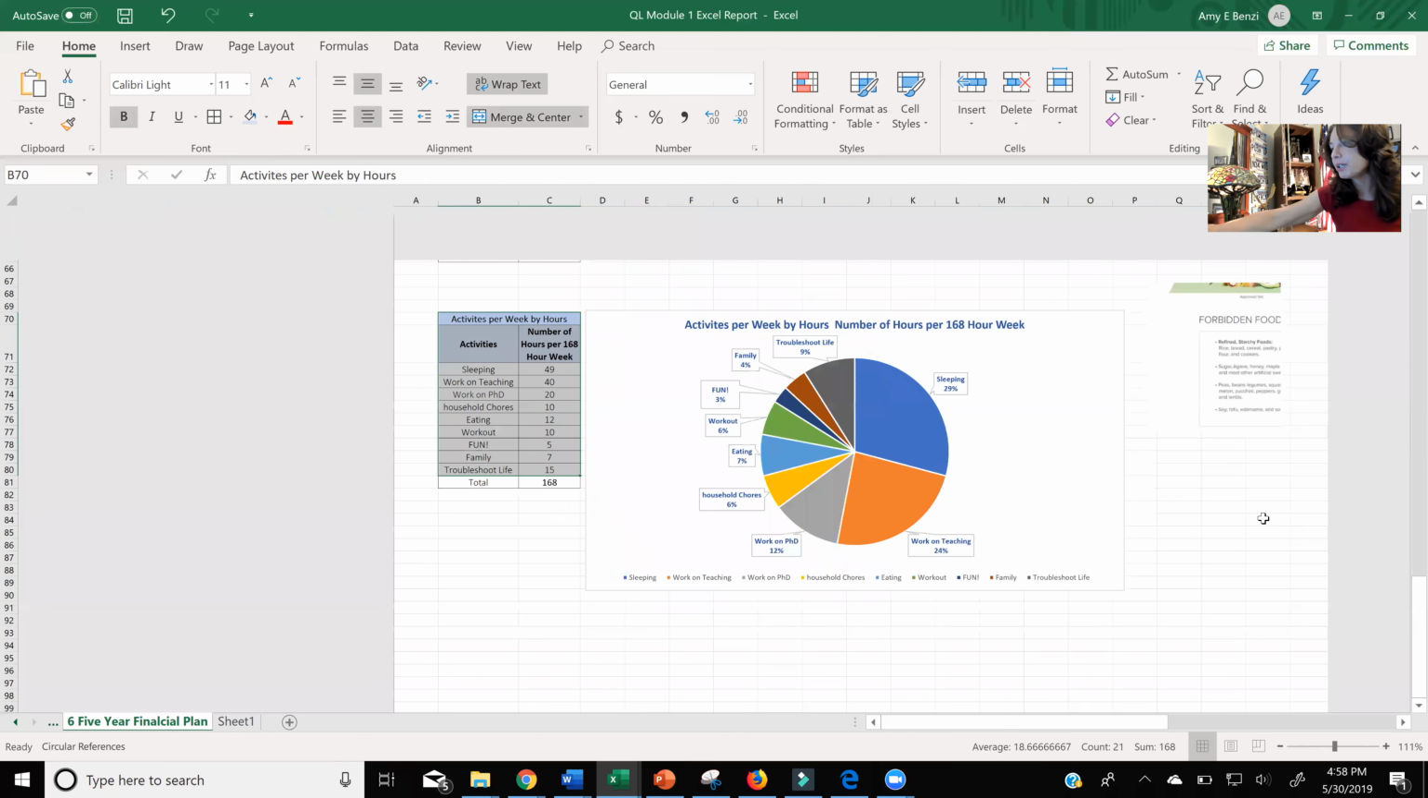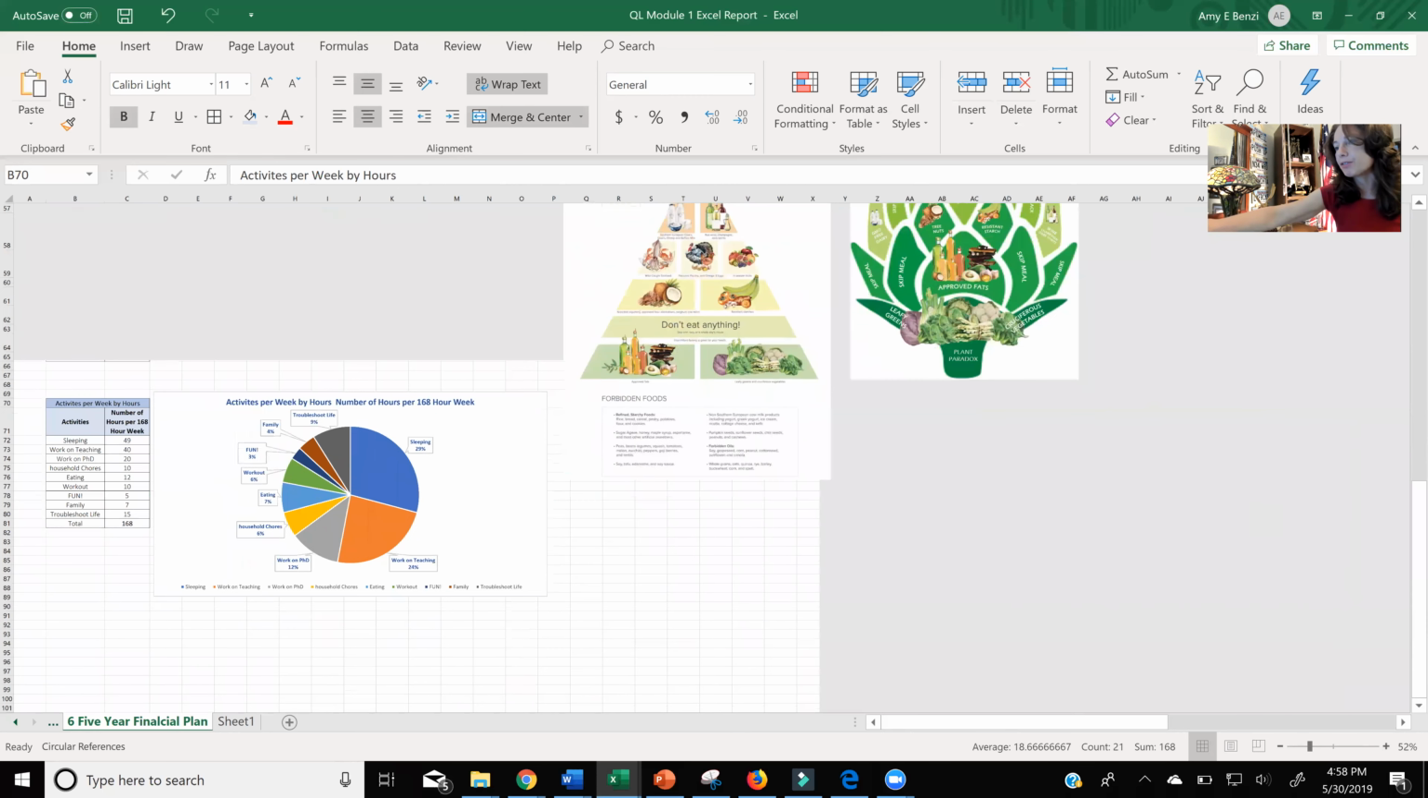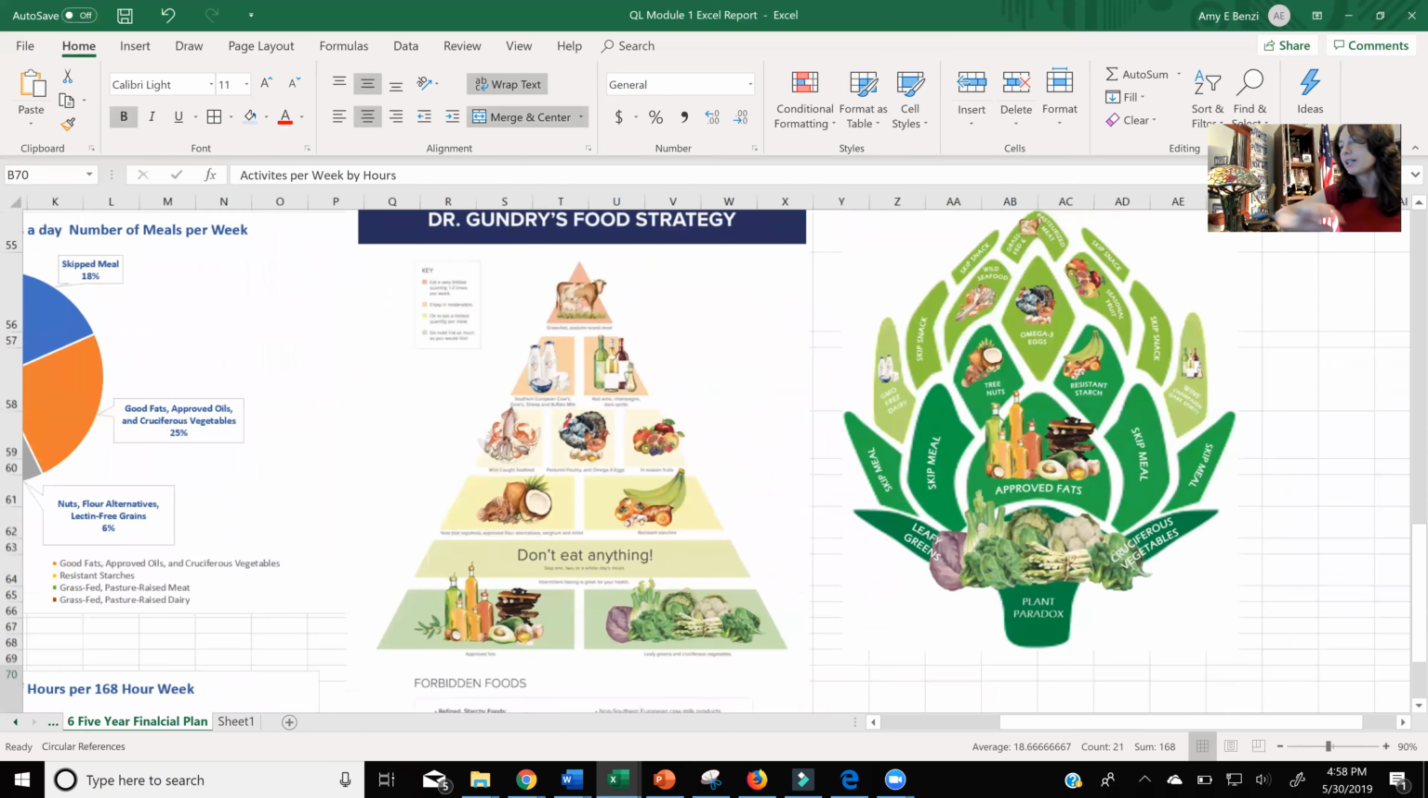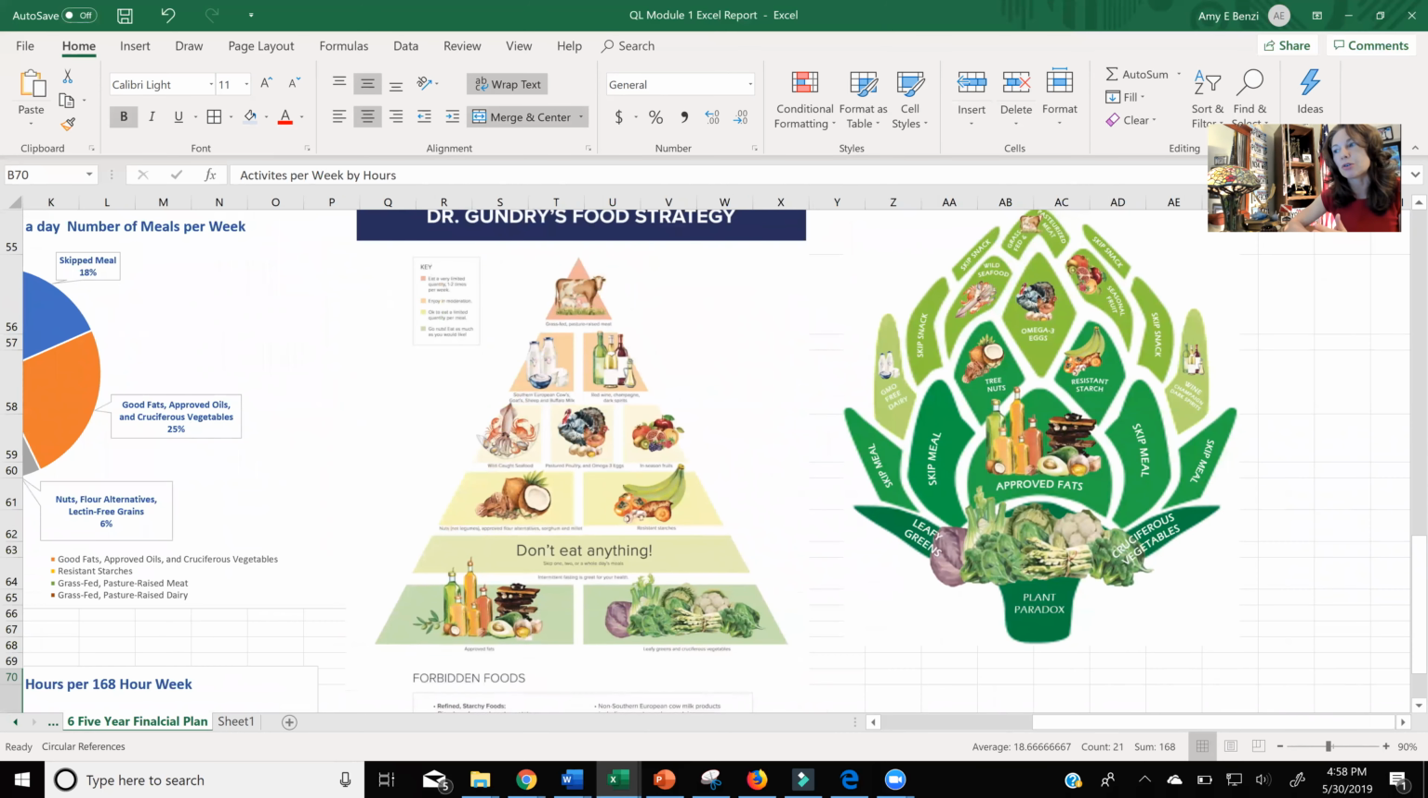I also put the food pyramid. There are a lot of food pyramids out there. I don't follow any nutritional data that's more than 2 years old. So if your charts are more than 2 years old, they may be outdated. There's a lot of information out there now. So I go by Dr. Gundry, and I actually left you guys a link for Dr. Gundry if you wanted to look at what he does. He's actually quite amazing.